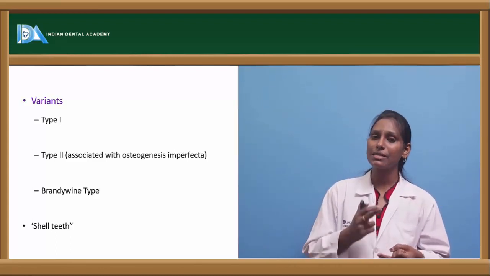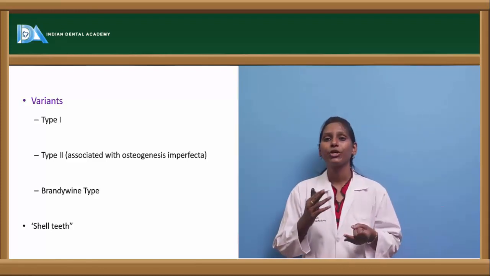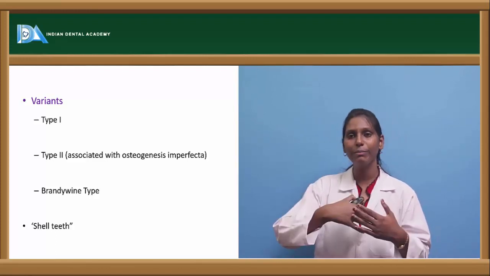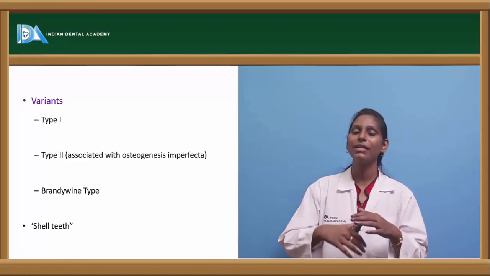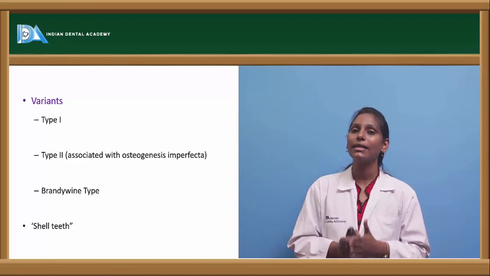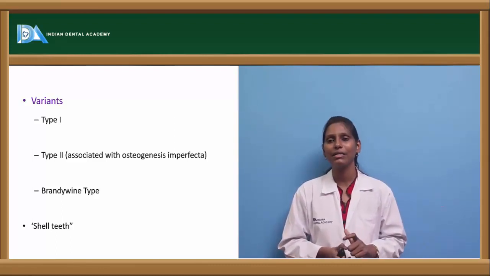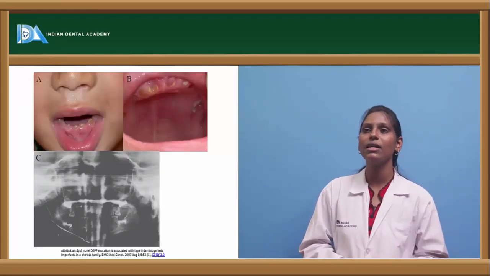Type 2, dentinogenesis imperfecta associated with osteogenesis imperfecta, where we see defects in other bony structures also, where the bones are usually bent. Especially in the lower and upper limbs, we can see curved or crooked bone development. And type 3 is the Brandywine type, which also has shell teeth as a characteristic feature of this Brandywine type of dentinogenesis imperfecta.